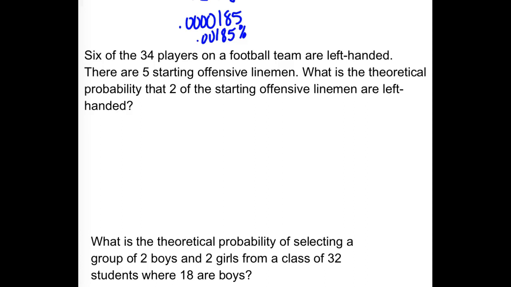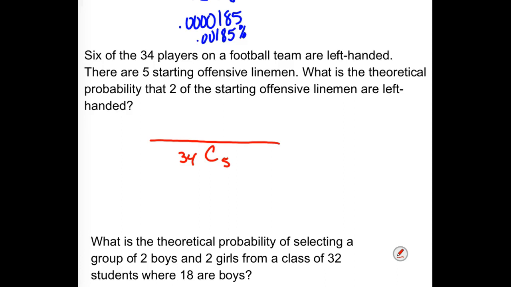So what is it that we need? Let's start with our total. How many total on the team? 34. And we want how many? 5, right? We want to make a lineup of 5. Okay. So our denominator would be 34C5. That's all the different ways we can take those 34 players and put them in a group of 5.